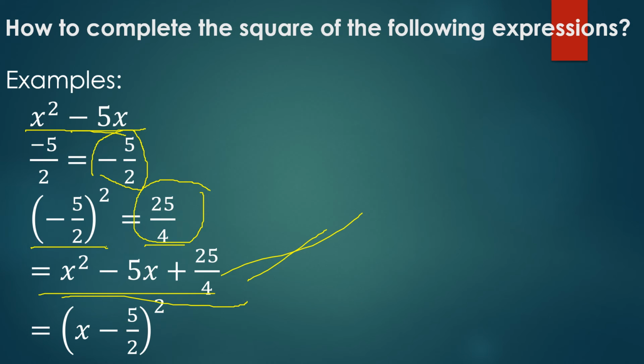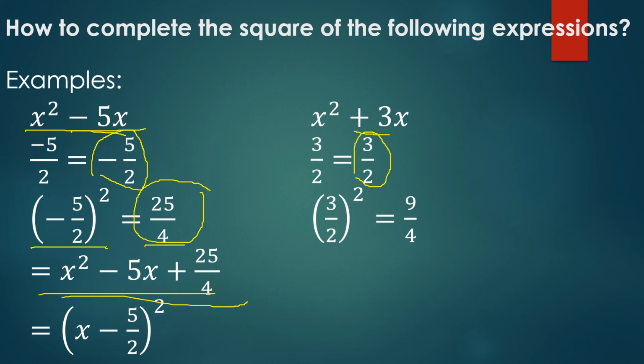Okay? Another example, we have x squared plus 3x. We have to divide the coefficient b by 2. So we have 3 over 2 is equal to 3 over 2 since 3 is not divisible by 2. And then after that, we are going to square this one. We have 3 over 2 quantity square will give us 9 over 4. The same process that we have in this one. Okay? And for us to complete the square of this expression, we are going to add 9 over 4.